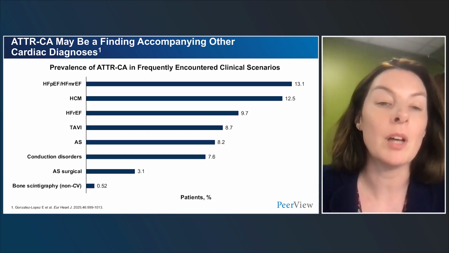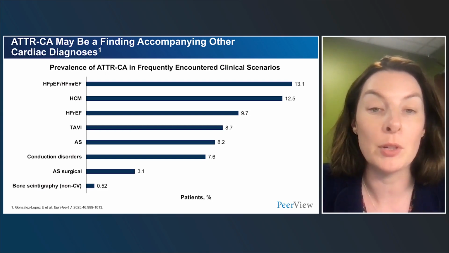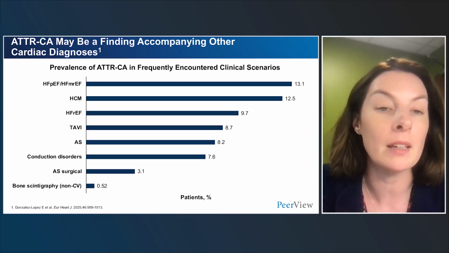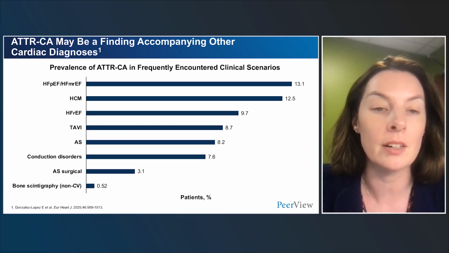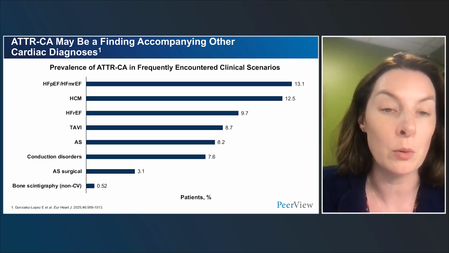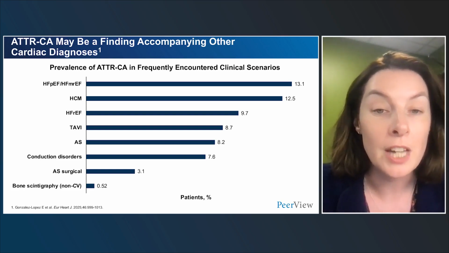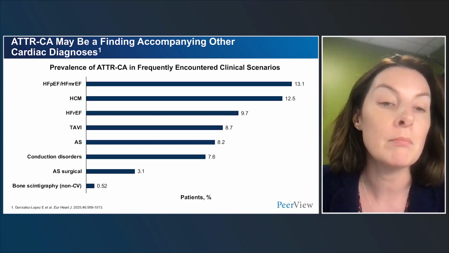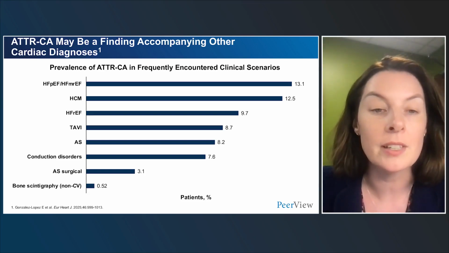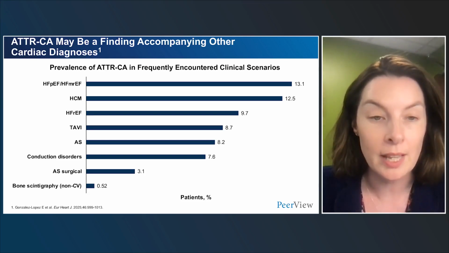We can think of some common scenarios where the suspicion for ATTR cardiac amyloidosis may be higher, where it might be an alternative diagnosis to consider. A lot of studies have shown a high prevalence in older patients with aortic stenosis, particularly those referred for TAVR. We've seen this in multiple studies from multiple centers. We think the prevalence in the TAVR referral population is around 8%.